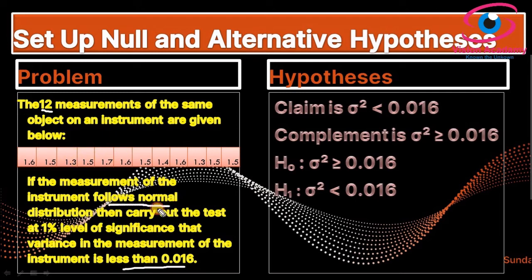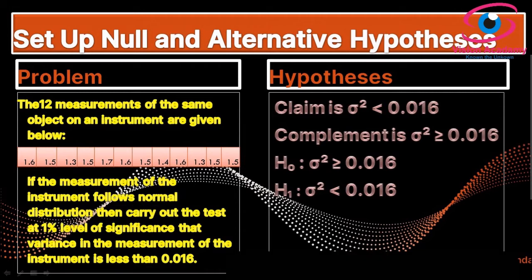Here they have told us that it follows a normal distribution, so we can go for the chi-square test. We are dealing here with the population variance, the problem follows the normal distribution perfectly, and we have a sample size of less than 30. So perfectly we can go for the chi-square test. Chi-square is an appropriate test for the given problem.